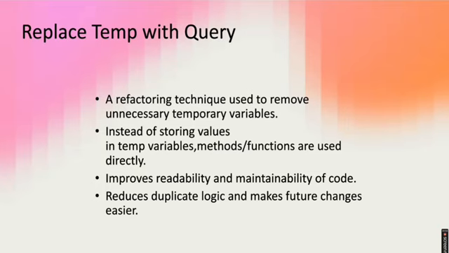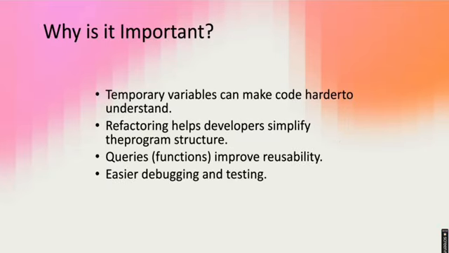Now the question is, why is it important? Sometimes programmers use too many temporary variables in a program. Although the program works correctly, the code becomes difficult to read and maintain. If we need to change the business logic later, it becomes more complicated. By using queries or methods, the code becomes cleaner, more reusable, and easier to understand.